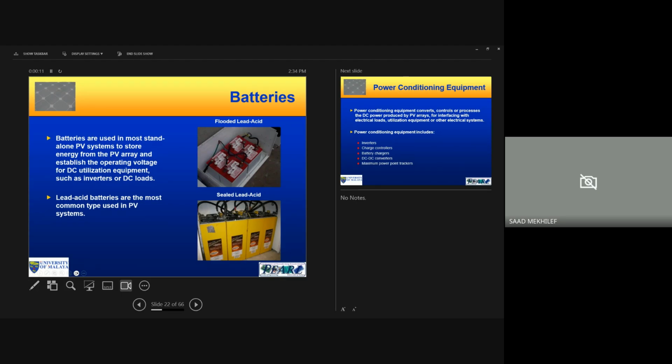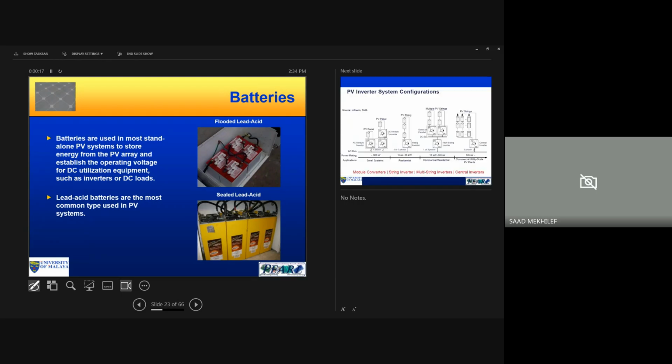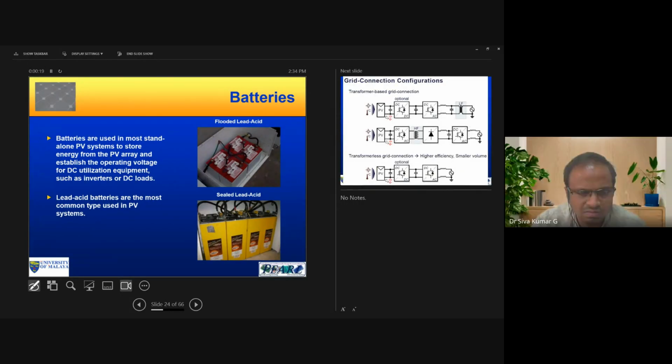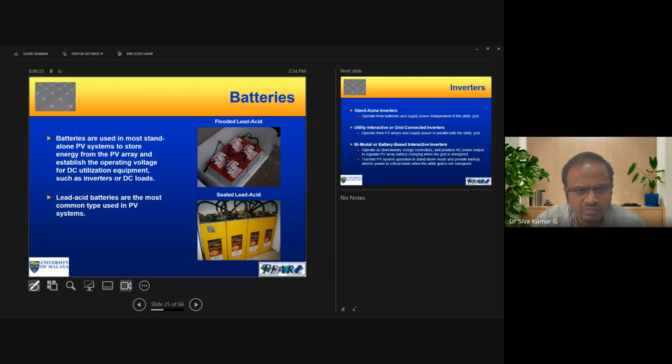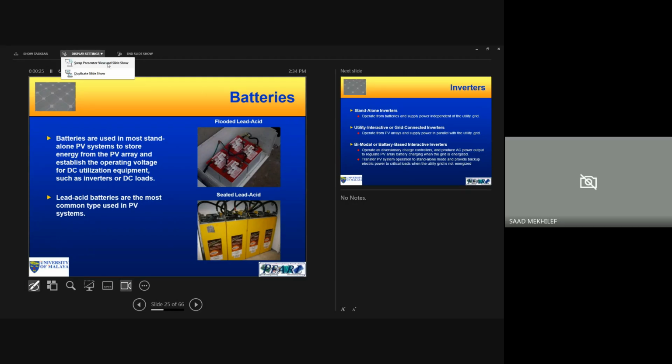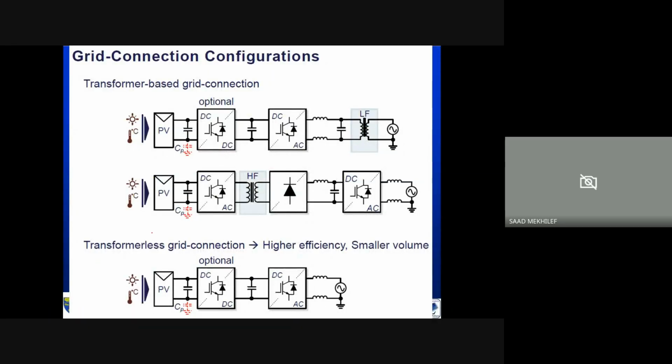Okay, good. So let's go back here to the batteries. I think we have talked about the batteries quite enough. Yes. Can you go to the display settings and change? Oh, sorry. Display setting. Yeah. How about now? Fine, it's fine.